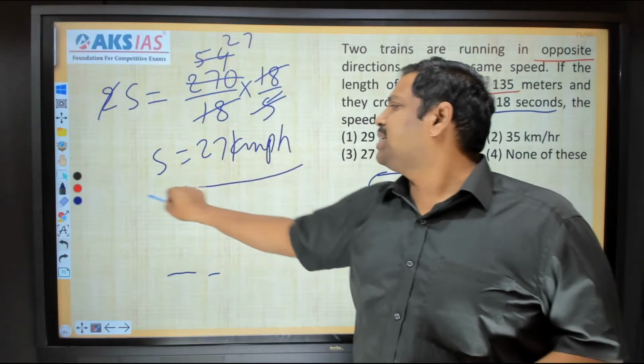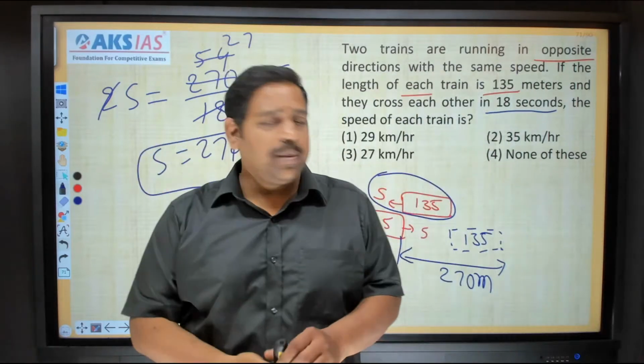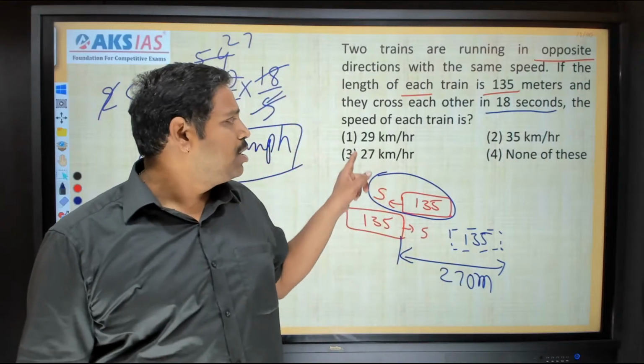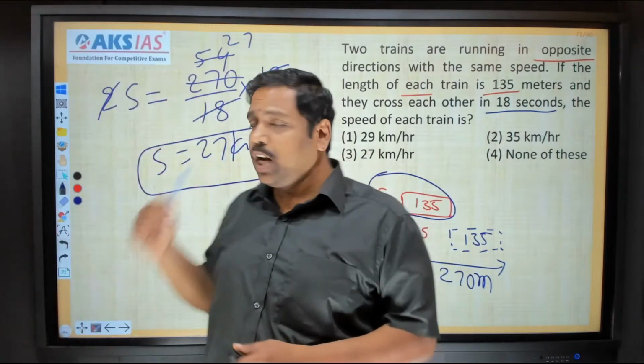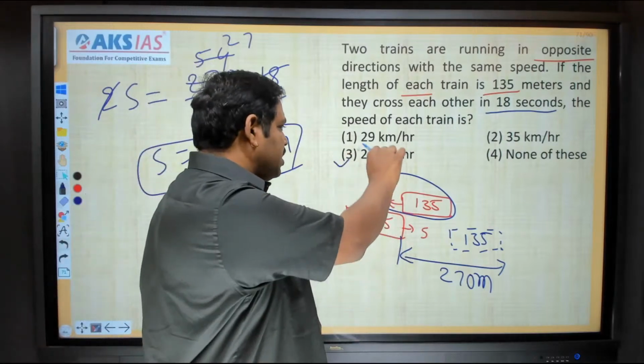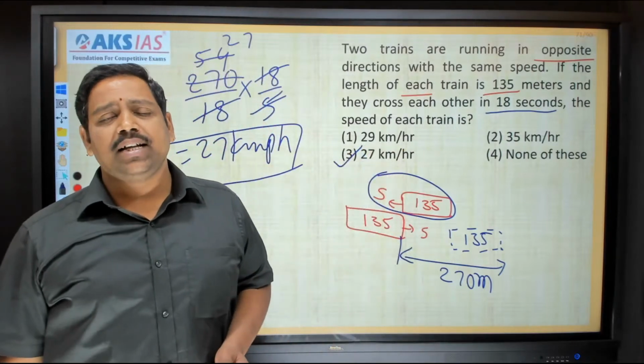That means S is nothing but the speed of each train, right? So speed of each train is 27 kilometers per hour. So which option? Third option is the answer. Okay, right. Now let's see the next question.